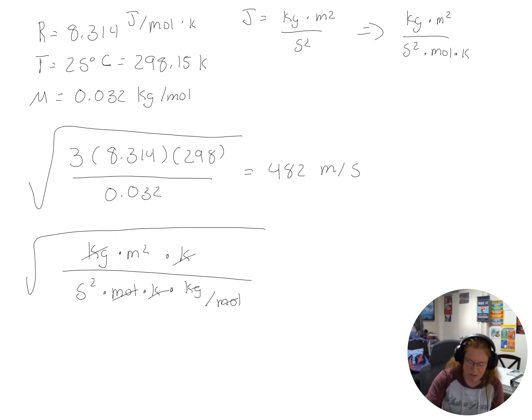But I take the square root of that, and I get the meters per second. So that's how all the units work out on here. All right, so that's why it's important that we make sure we have our molar mass in terms of kilograms per mole, because otherwise the units aren't going to cancel out properly.